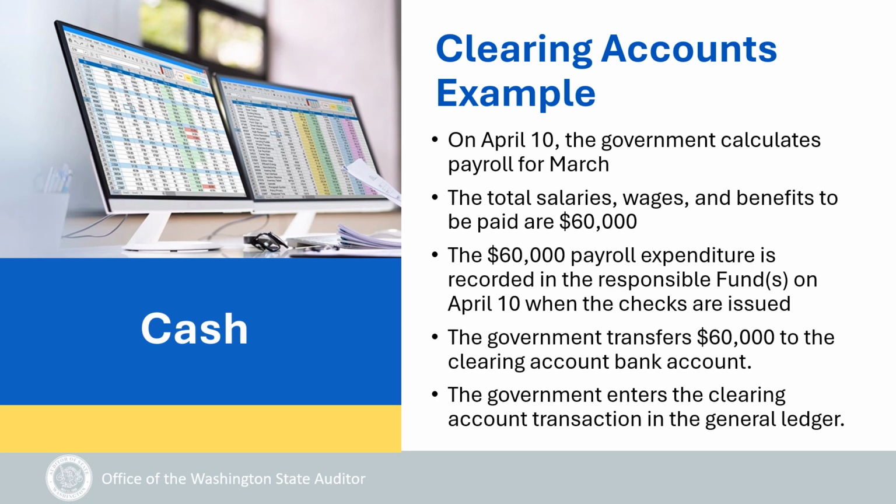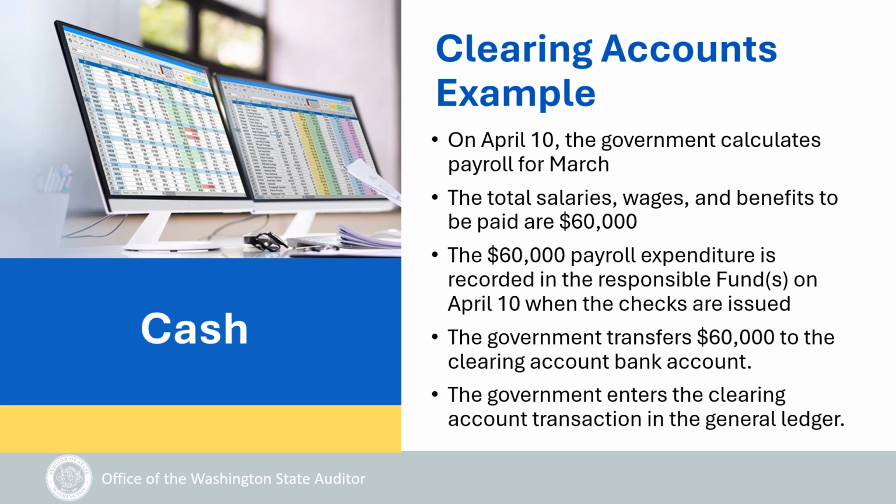Let's pull a full example together to detail the flow of the transactions in clearing accounts. Now, step 1. The government has calculated their payroll for March on April 10th. They have determined that the payroll expenditure is $60,000. Step 2. They need to record a payroll expenditure and a cash reduction in the funds of the government responsible for the payroll. Step 3.